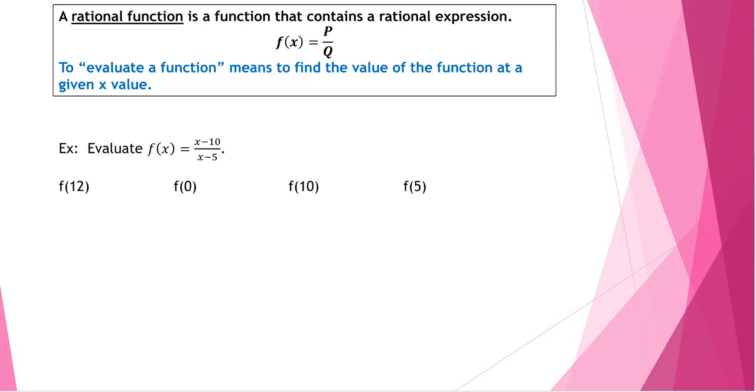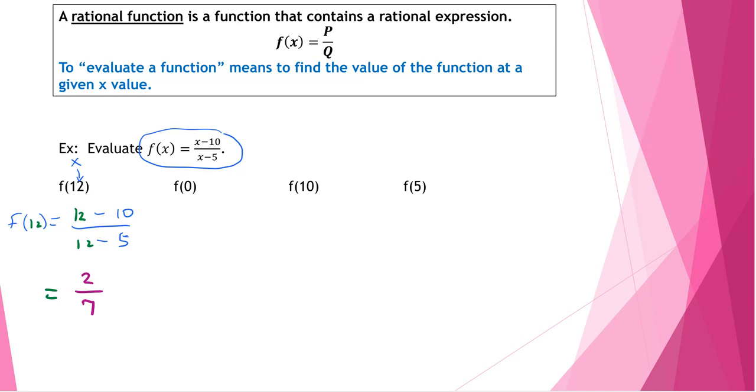So for instance, look at this example: evaluate f of x equal to x minus 10 over x minus 5, and they're saying f of 12. Well, that means the x should be 12. So if I take this original function here, I'm going to plug a number in, and I'm plugging in the number they tell me to. In this case, the number they tell me to plug in is a 12. So I'm putting a 12 here and here. And then this is going to give me my final answer, which 12 minus 10 is 2, and then 12 minus 5 is 7. 2/7 would be the final answer on that example.